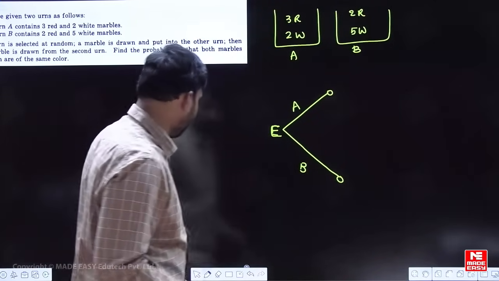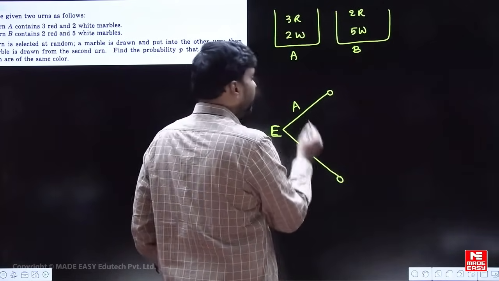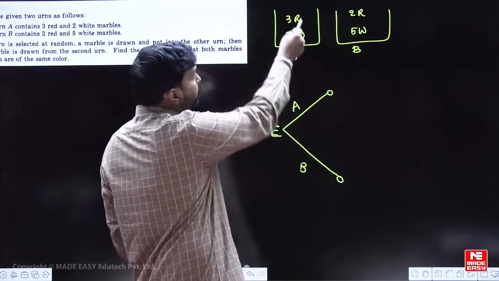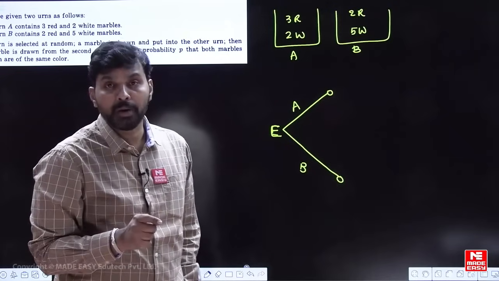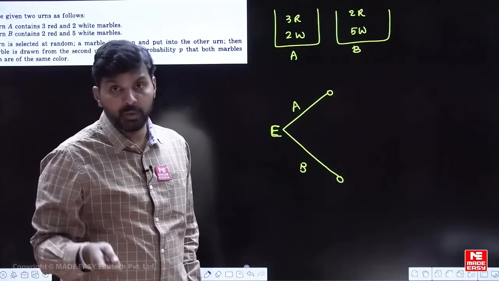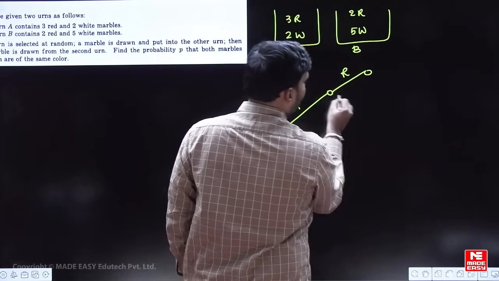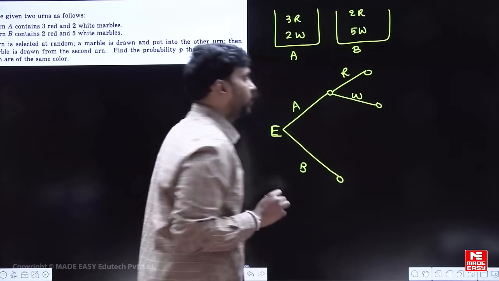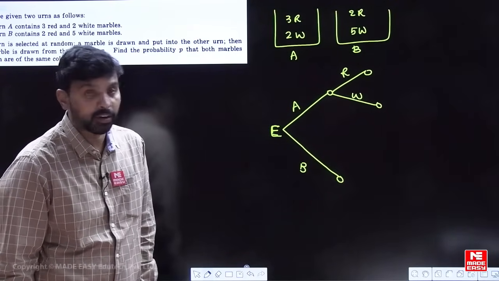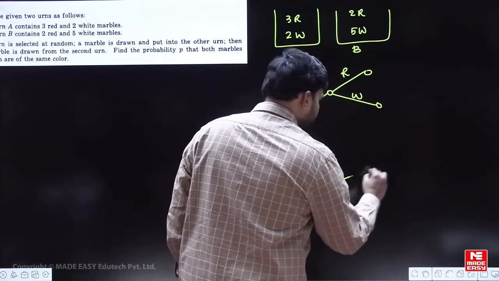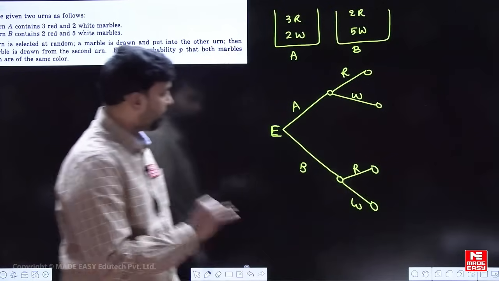Then here, what is the next event? Now you are drawing a marble from the urn A. When you are drawing one marble from the urn A, there is a possibility of drawing a red marble or a white marble. Any one is possible. So the possibility here is a red marble or a white marble. Right or not? Here also there is a red marble or a white marble. So this is the possibility.